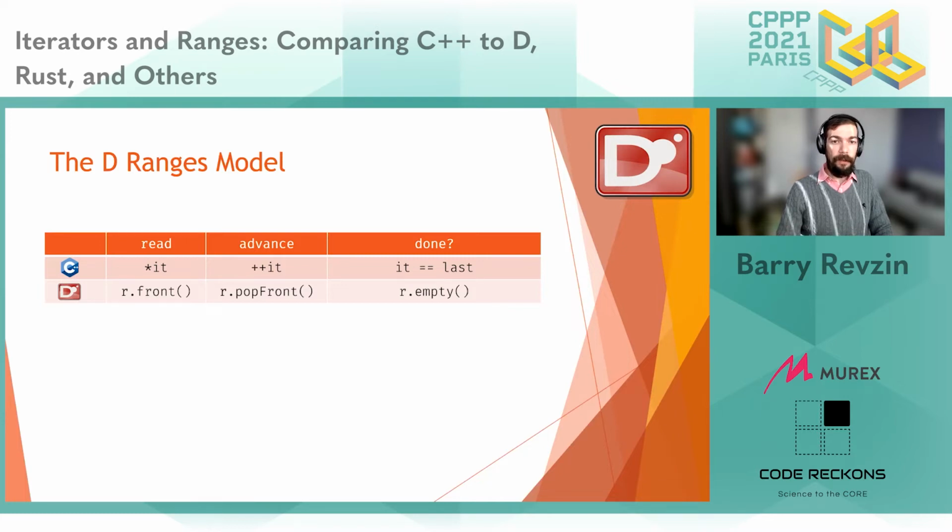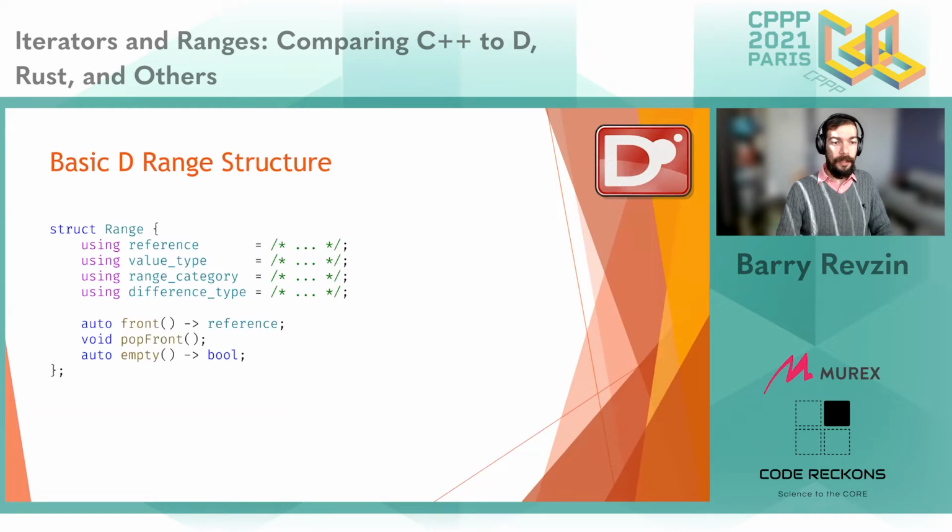Now, in the D language, these aren't necessarily function calls, but for the purposes of this talk, I'm presenting all the models in C++ code, just for convenience. The basic D range structure just looks like this. In C++, we would have the same kind of aliases that we have in the C++ model because they're pretty useful. And we have front, which returns a reference. That's a read operation. Pop front, which advances, and empty, which is our single done check.